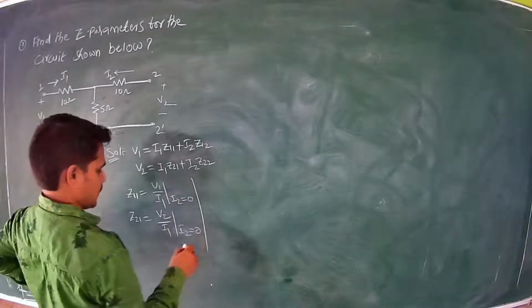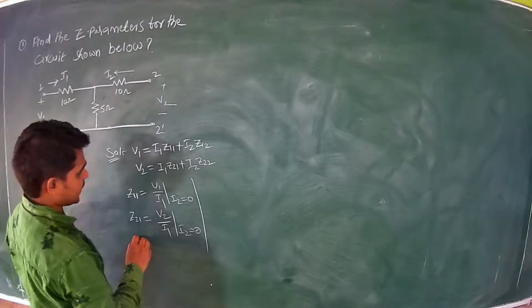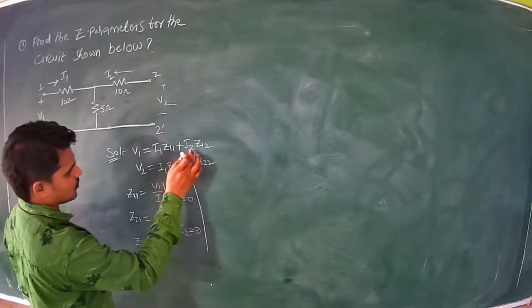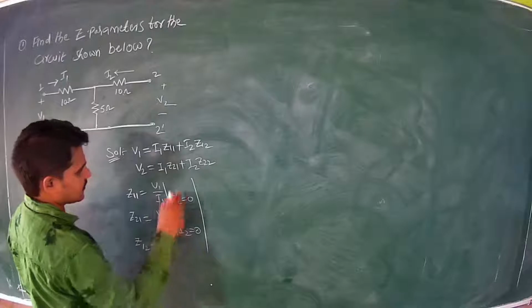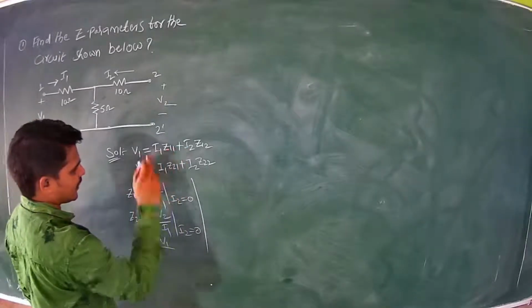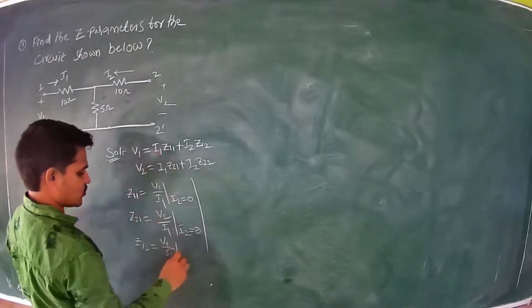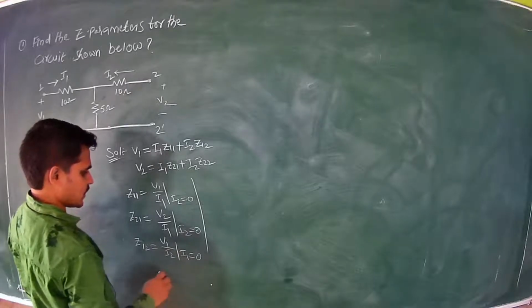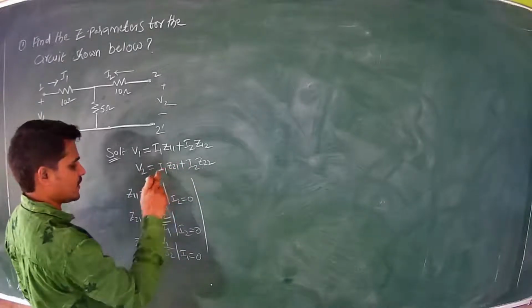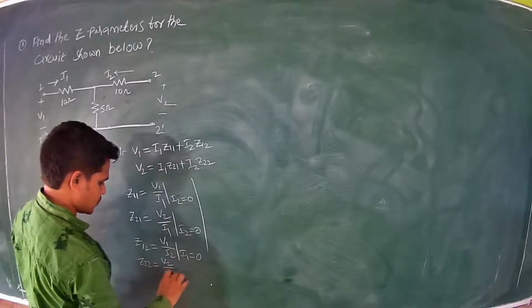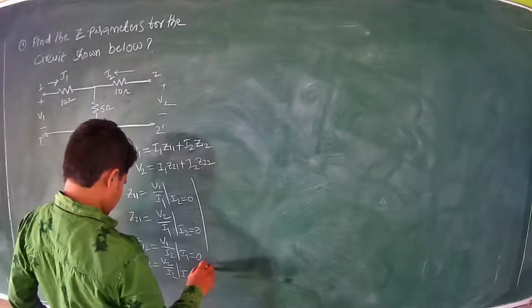And also Z12 equal to V1 by I2 when I1 equal to 0, and Z22 equal to V2 by I2 when I1 equal to 0.